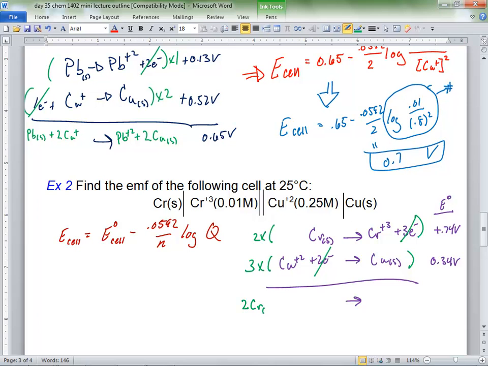Do you divide it by 6 first and then multiply? You take the log, right?